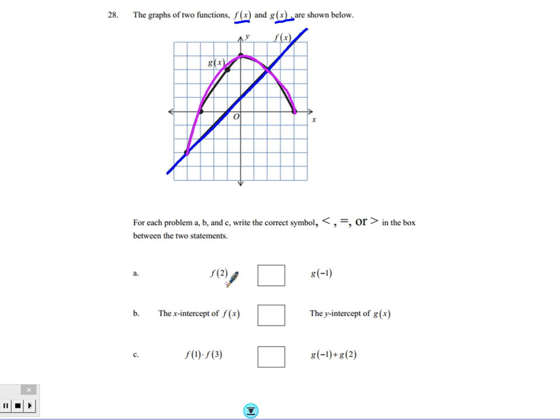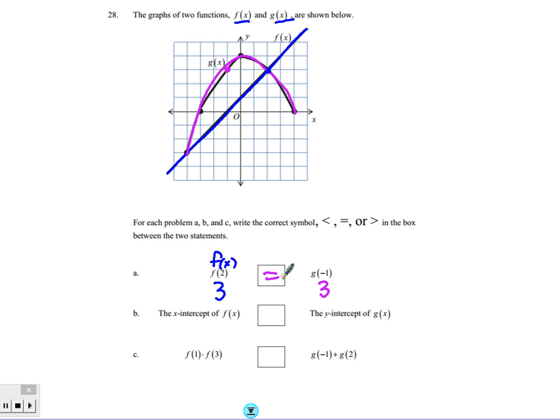So I need to identify f of 2. And again, I was encouraging, and I will still encourage you to write f of x above. So you're like, oh, yeah, x is 2. If x is 2, how high am I? I'm 3 high. So this one is equivalent to 3. If I was on my g function, I'm going to say, okay, g of -1, I go up to g, and it's at 3. Hey, looks like these two are equal.